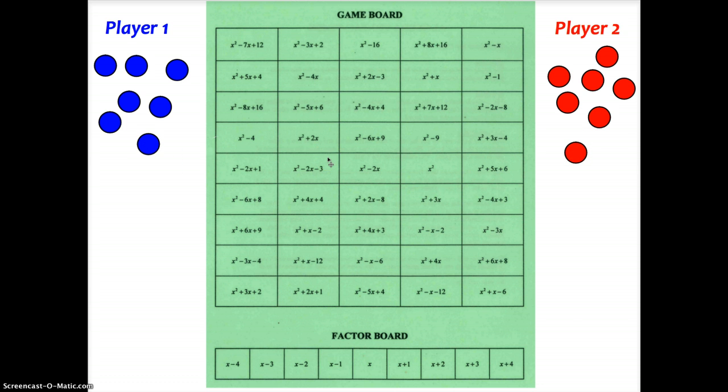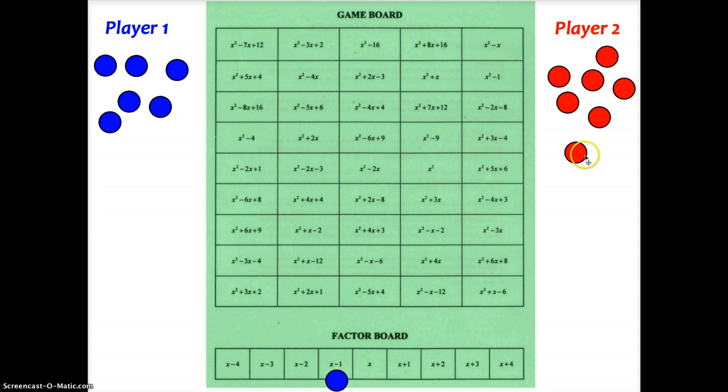First thing you're going to do is decide which player is going to go first. That can be an arbitrary selection, just amongst yourselves, decide who's going to go first. Once you've made the determination who's going to go first, player 1 is going to take one of their pieces and select any one of the factor locations on the bottom. Let's say player 1 wants right here.